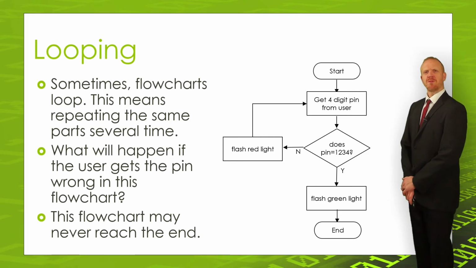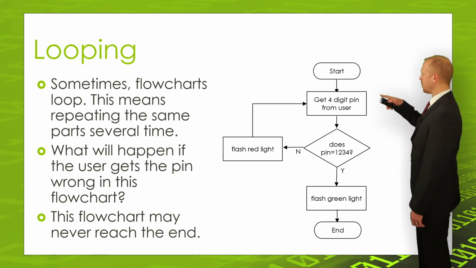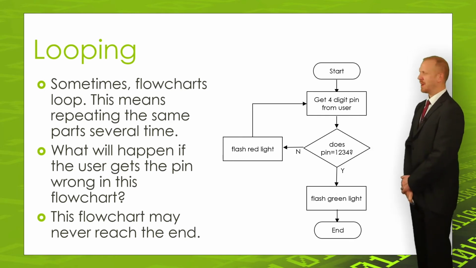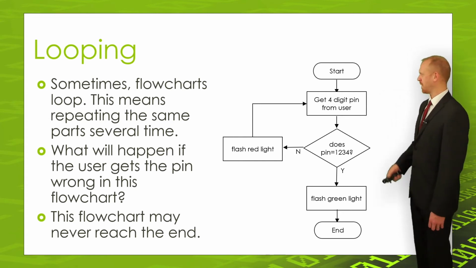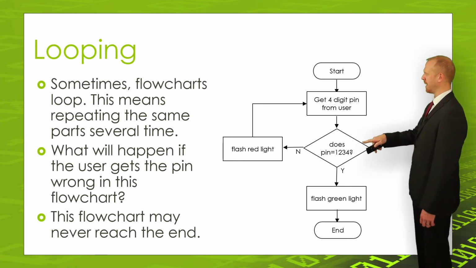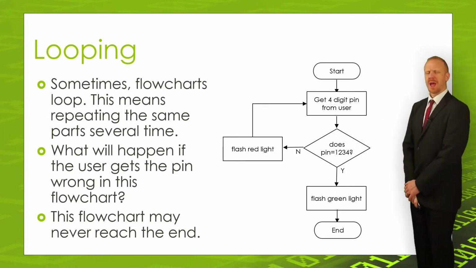Flowcharts are often very straightforward when describing loops, something that isn't as easy with structured English algorithms. So if we look at this one here, this is for getting a PIN number from a user. In this flowchart, what happens if the user enters the wrong PIN? The correct PIN is 1234. It's asked down here, does the PIN equal 1234?